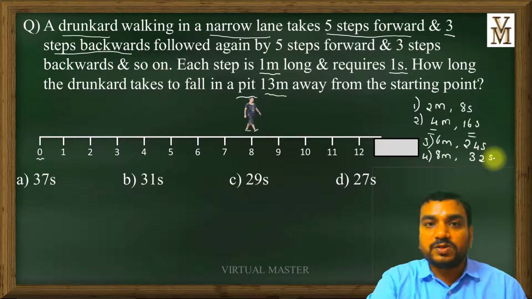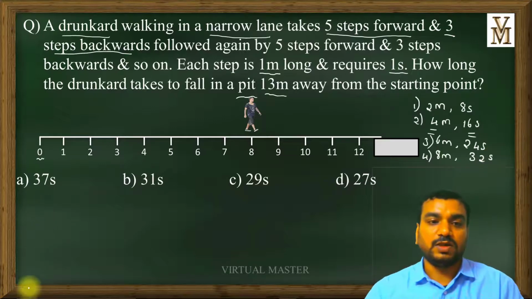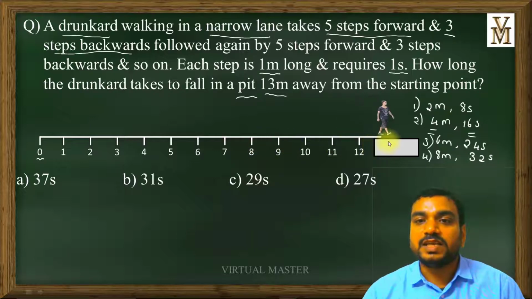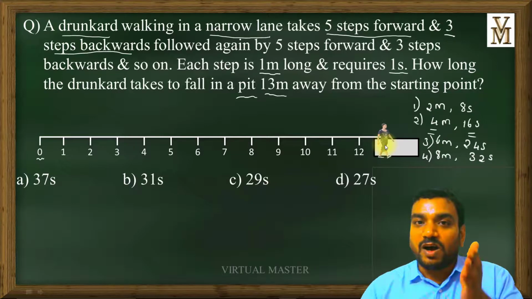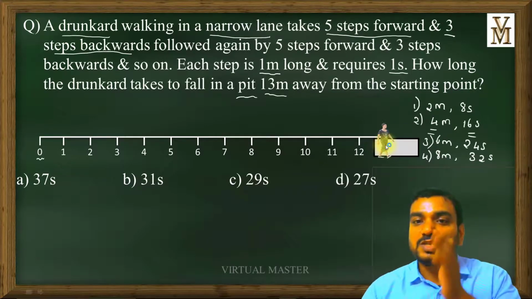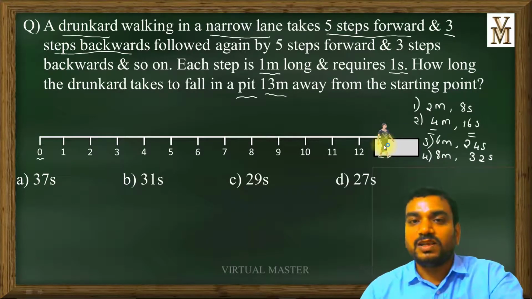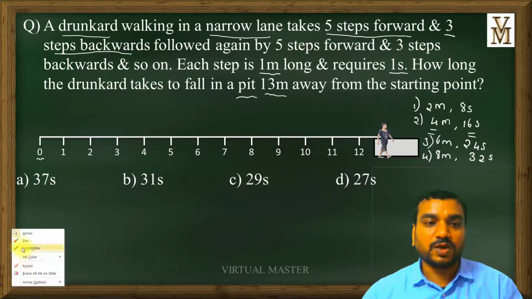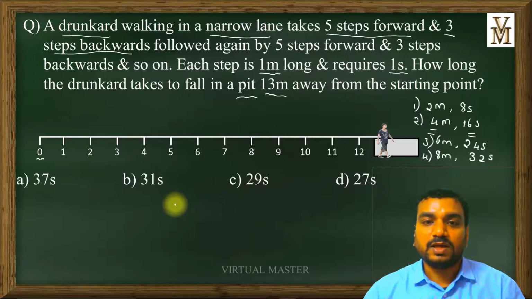Again the pivot is going to take 5 steps forward. Now look at this. After 5 steps he reaches 13th meter where the gadda is there. So after the 5th step he is going to fall in a pit. Okay, that means in the 5th go he is going to fall in a pit. Okay, in a 5th go he reaches 13 meter.